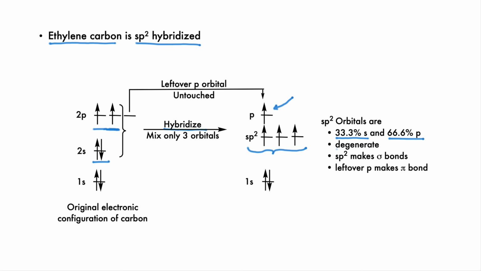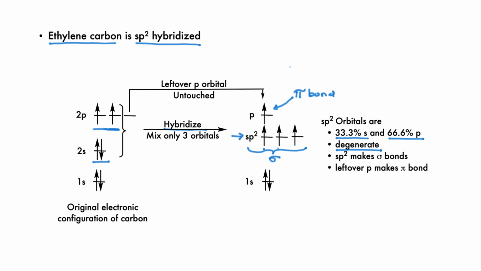They are identical and degenerate in energy. Notice that they are intermediate in energy between the starting 2s and 2p orbitals. These sp2 orbitals will be used to make 3 sigma bonds. The leftover p orbital will be used to make a new type of bond called the pi bond. Finally, we distribute 3 electrons to the 3 sp2 orbitals and 1 electron to the p orbital.